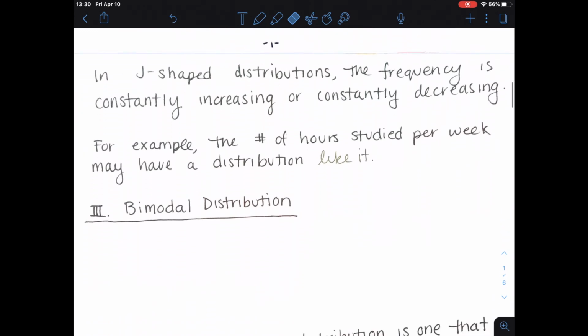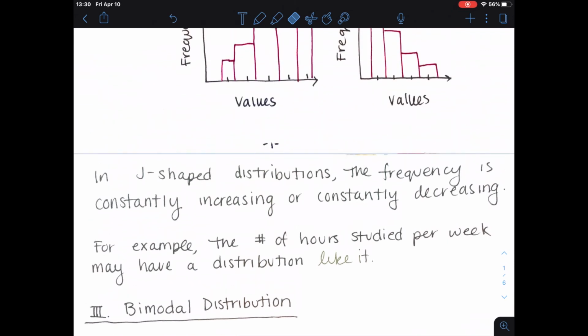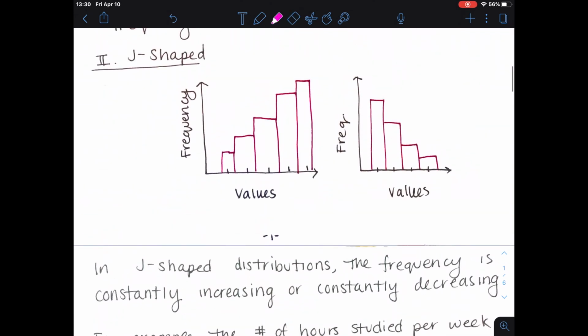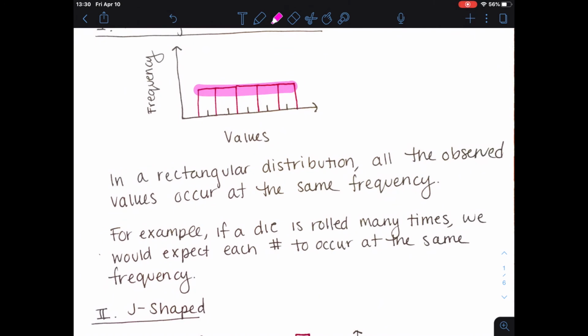Okay. The next one is called a bimodal. So we learned about bimodal last time. In all of these graphs, you're able to easily see what the mode is because it's the one that appears the most. So in here, there is no mode because everything is exactly the same.